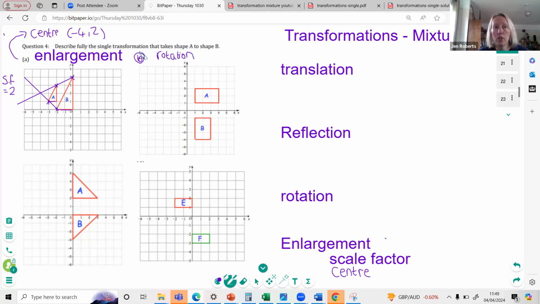Now, what information do you need to write down with the rotation? You need 3 bits of information. You need the amount of turn. So to get from A to B, how much have we turned? Remember, I taught you to guess this information and try it with your tracing paper. So hopefully while you're doing this, you've got some tracing paper to check. You also need the centre. So where is it being rotated from?